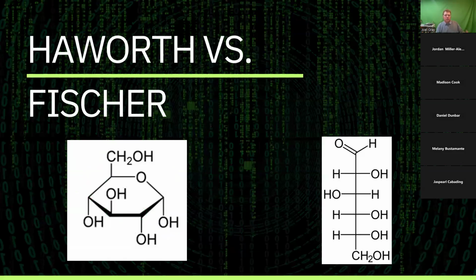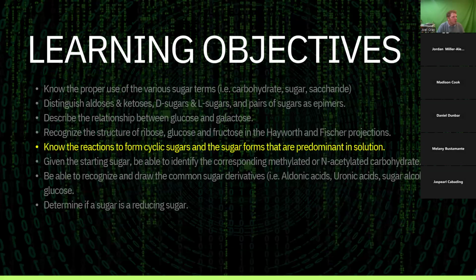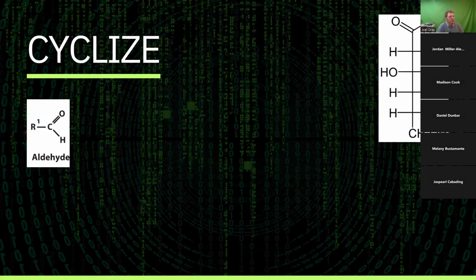Now, those are the things that I want you to be able to do. On the left-hand side, we have what is known as a Haworth projection. On the right-hand side is a Fischer projection. I always just say cyclic versus linear. With that said, I want you to know what groups are reacting to one another. They're partially charged groups. Now, how do those groups actually react?